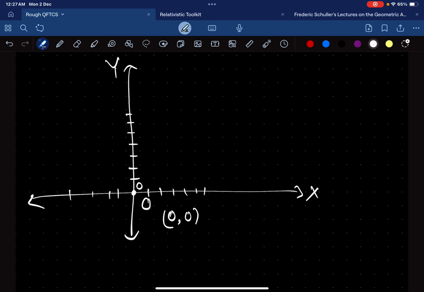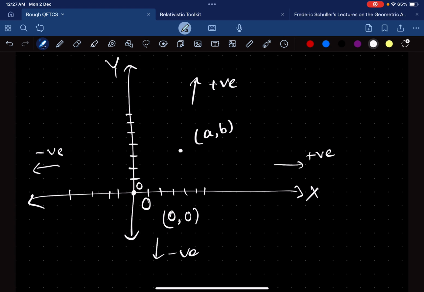And similarly the positive and negative convention is like this. The right side is positive x, left side is negative x, the upside is positive y, and the downside is negative y. And so any point here can be denoted as (a, b), with the first number being the coordinate of the x-axis, and the second being the coordinate of the y-axis.